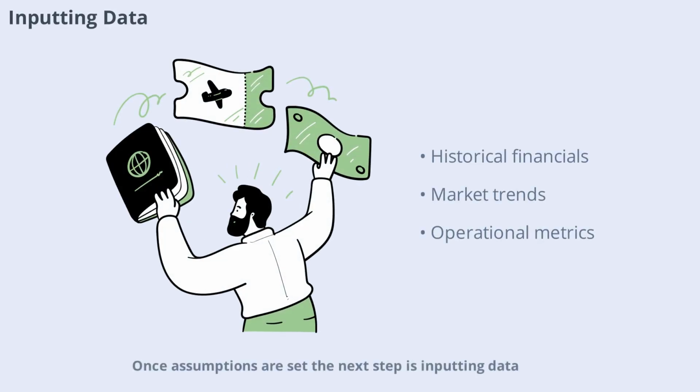Once assumptions are set, the next step is inputting data. This includes historical financials, market trends, and operational metrics. Accurate data entry is crucial for model integrity. Analysts often use spreadsheets to organize and validate inputs, ensuring that calculations are based on reliable information.